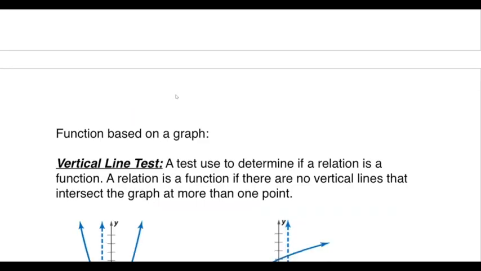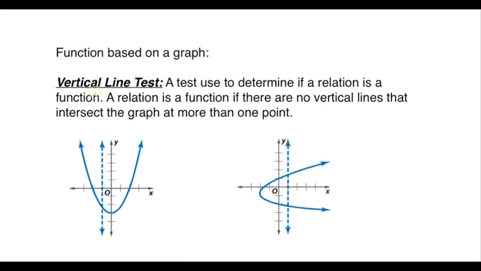Next, what if I give you a graph? If you want to tell if something is a function based on a graph, you do what's called a vertical line test. The general idea is this: you draw a vertical line. If it hits the graph only one time anywhere you draw it, then you pass, so it's a function. If it hits the graph more than once, it fails, and it's not a function.